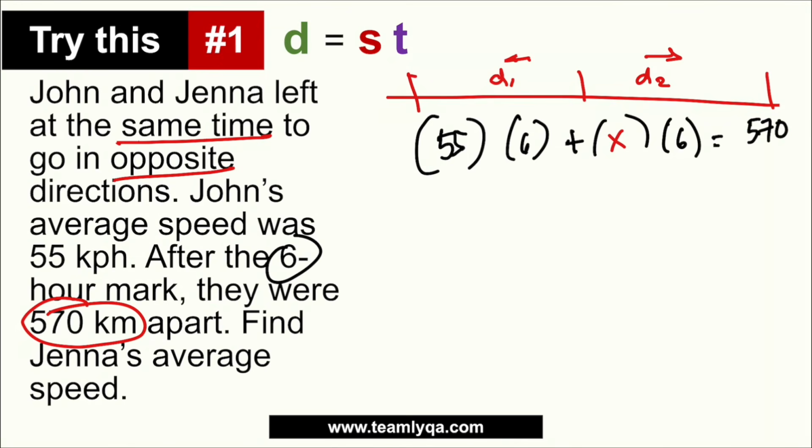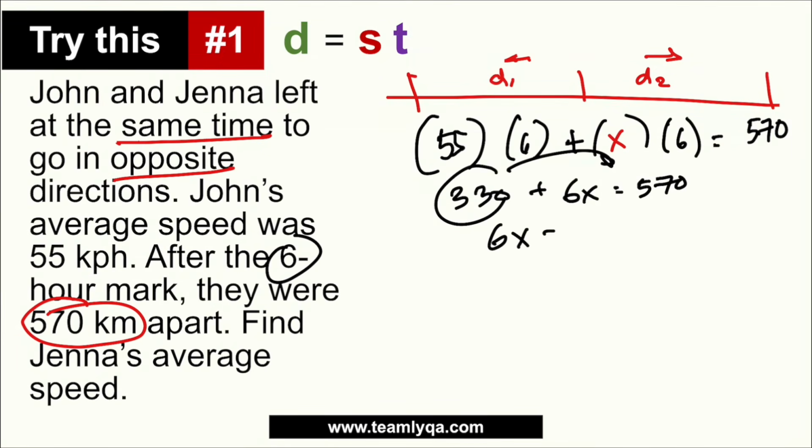Now, we have that as our formula. 55 times 6 na lang. Dalawang 55 is 110. At dahil may tatlong dalawa sa 6, I just go 110 times 3. So, 330 plus 6x is equal to 570. Itatranspose natin ito doon para maiwan yung x na positive. 6x is equal to 570 minus 330 or 6x is equal to 240.